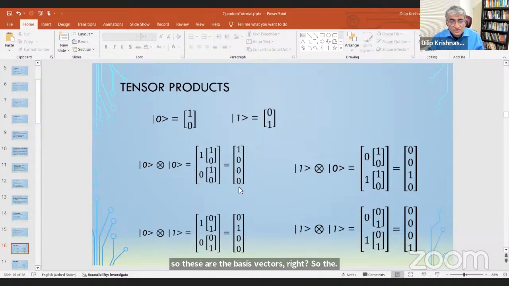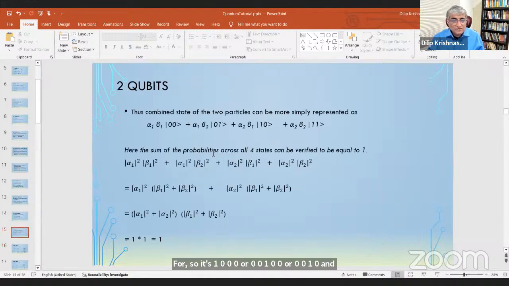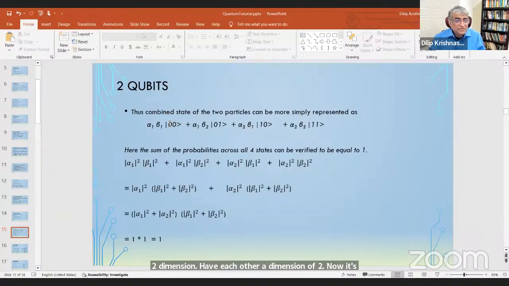So it's 1, 0, 0, 0, or 0, 1, 0, 0, or 0, 0, 1, 0, and 0, 0, 0, 1. So now it's clear, right? When we look at this combined state, instead of a column vector with a dimension of 2, now it's a dimension of 4, with an amplitude alpha 1 beta 1 sitting in front of it.